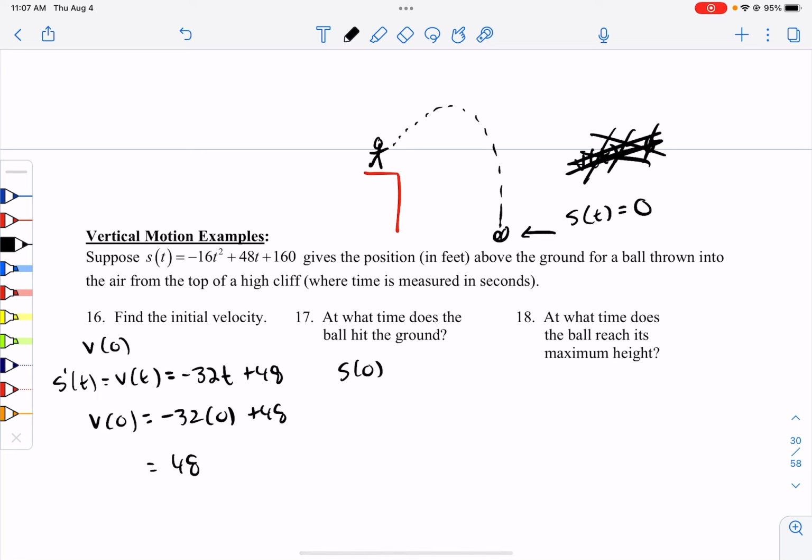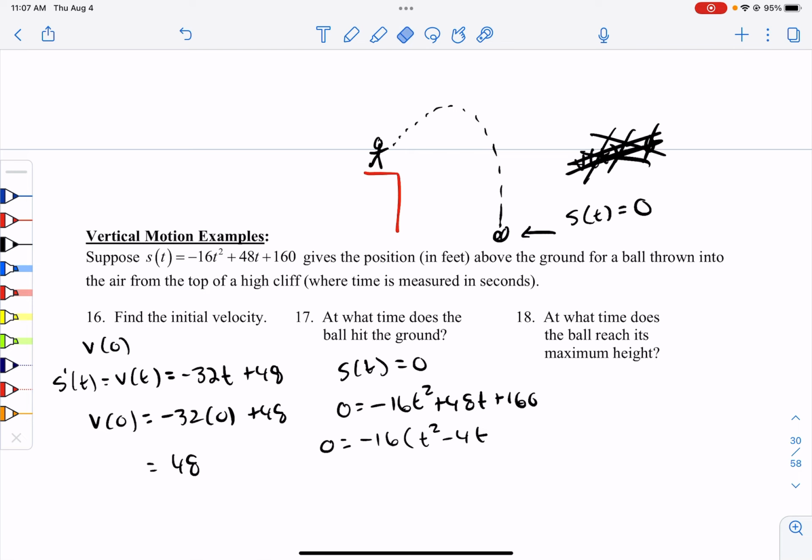So I need s of 0. Nope, I don't need s of 0. I need s of t to equal 0. So 0 equals negative 16t squared plus 48t plus 160. Let's factor out that negative 16. So t squared minus 4t, nope, 3t, bad math, minus 3t plus 10. I love doing that because when I divide that over, it goes away. So I end up with 0 equals t squared minus 3t plus 10.